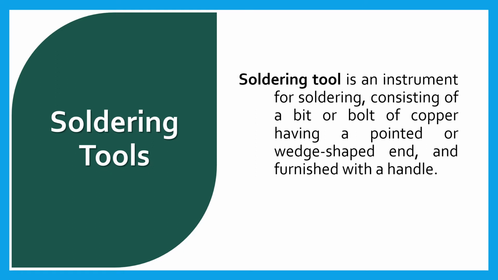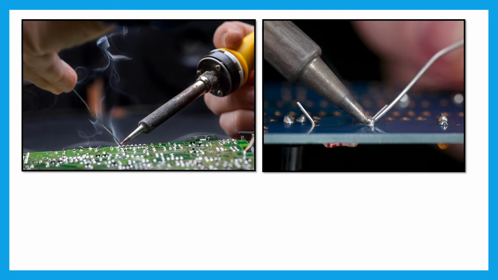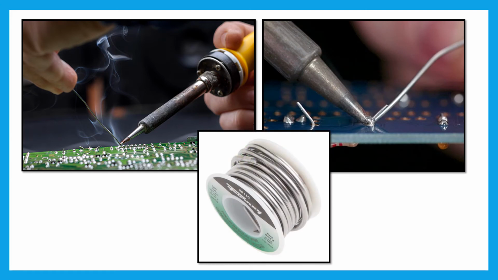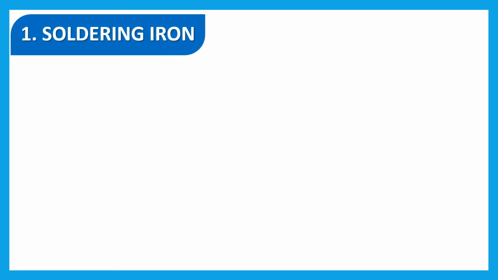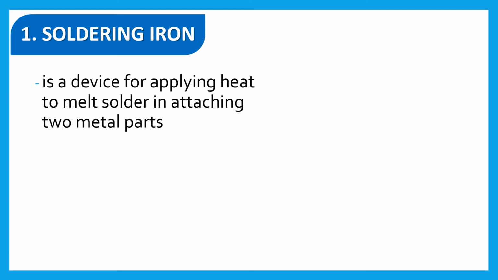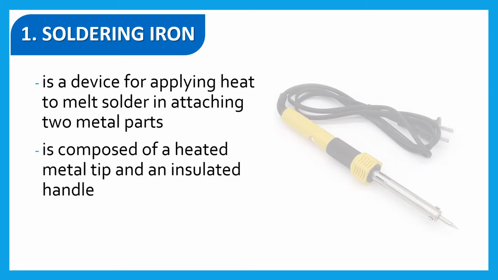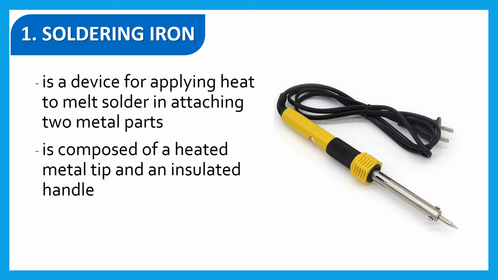Soldering tools. A soldering tool is an instrument for soldering, consisting of a bit or bolt of copper having a pointed or wedge-shaped end and furnished with a handle. Example, number 1, soldering iron. It is a device for applying heat to melt solder in attaching two metal parts. It is composed of a heated metal tip and an insulated handle.